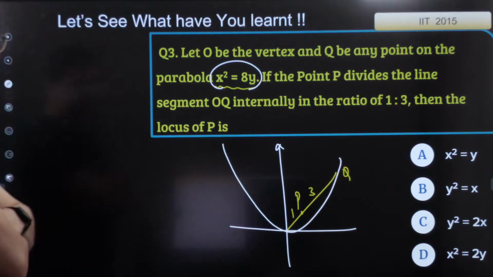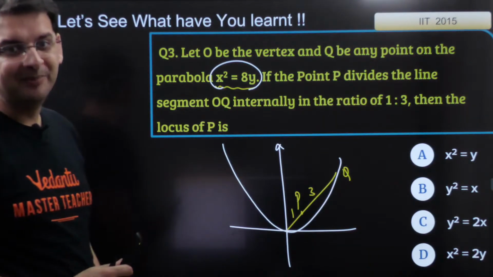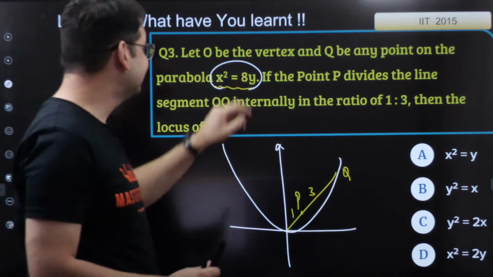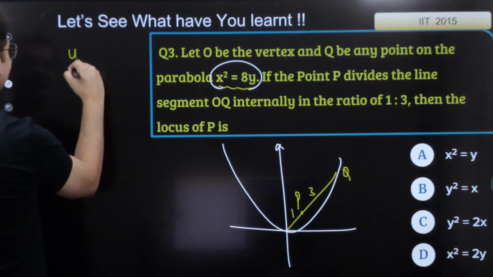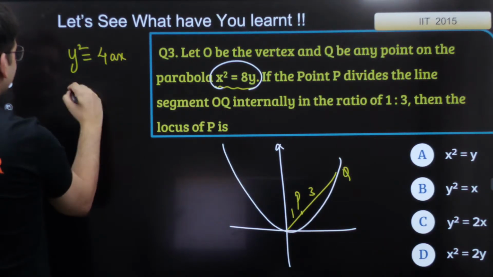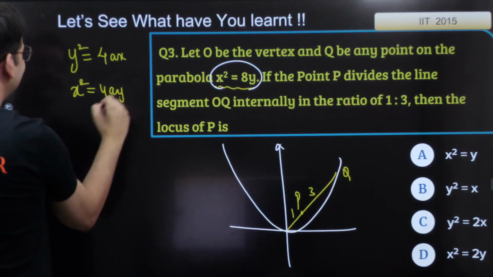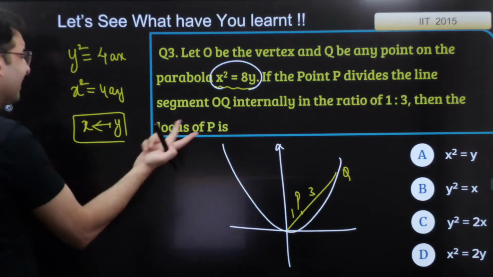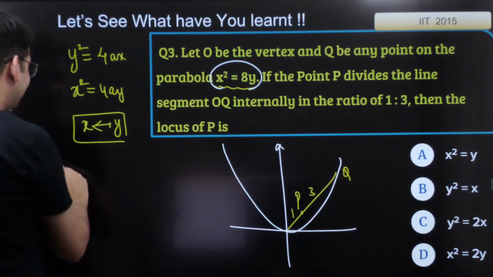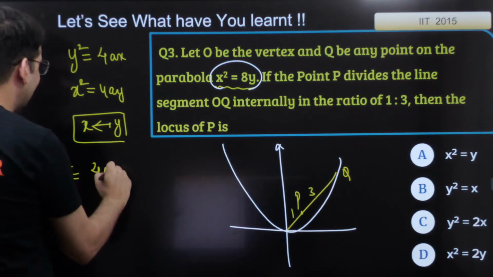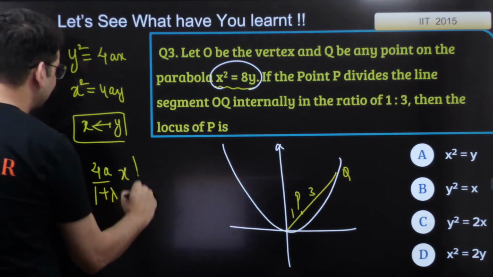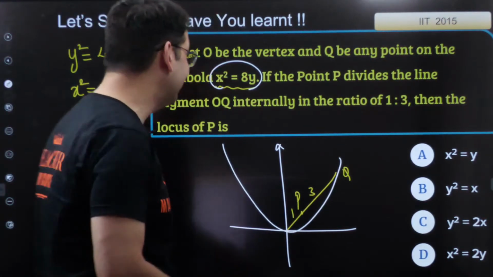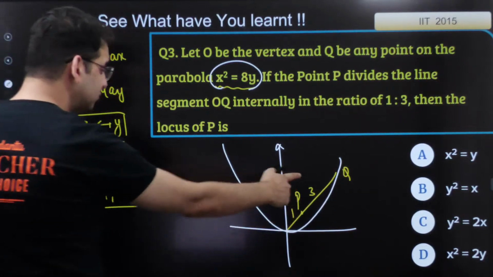We've already discussed, whenever this parabola is there, how do you relate it with the original parabola? Y square is equal to 4x, x square is equal to 4ay. So basically, x and y have been interchanged. So in the property also, x and y are going to interchange. The new modified locus is going to be x square is equal to 4a upon 1 plus lambda times y. Same 1 is to lambda, so lambda is 3 here.